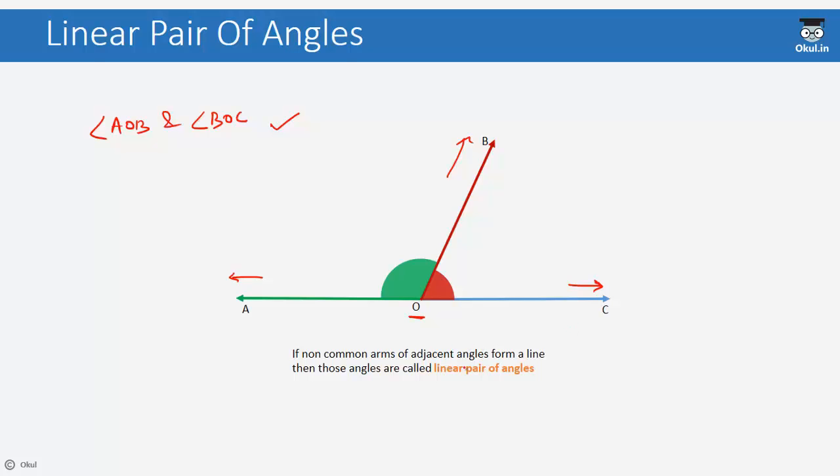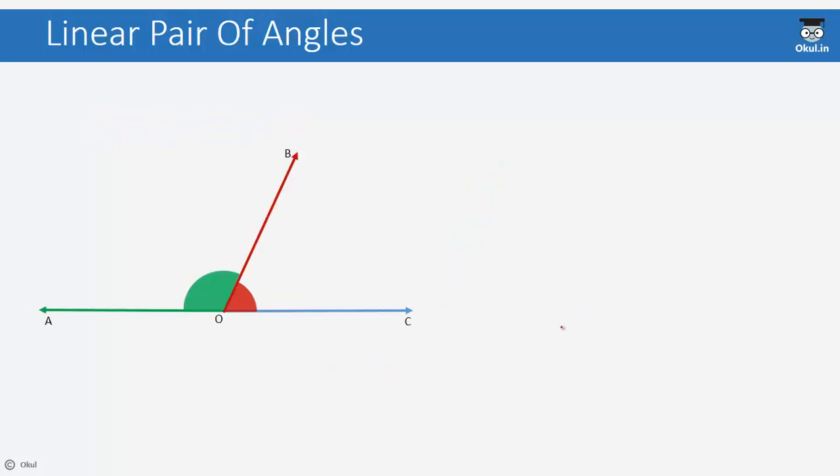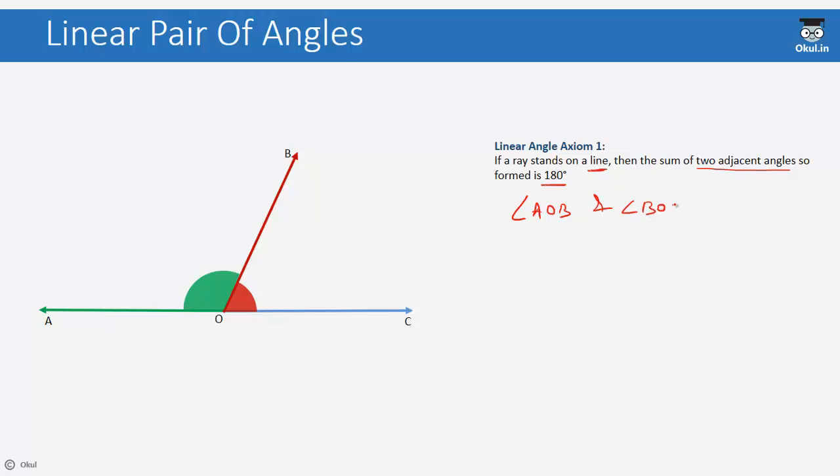Now let us learn about a few axioms about linear pair of angles. I have already told you what linear pair of angles are. When the two non-common arms, that is in the figure OA and OC, form the same straight line, then we can say that they are a linear pair of angles. So axiom 1 says that if a ray stands on a line, then the sum of two adjacent angles is 180 degrees. So here angle AOB and angle BOC stand on a line. So we can say that yes, angle AOB plus angle BOC is equal to 180 degrees.